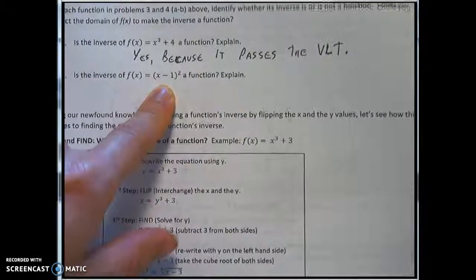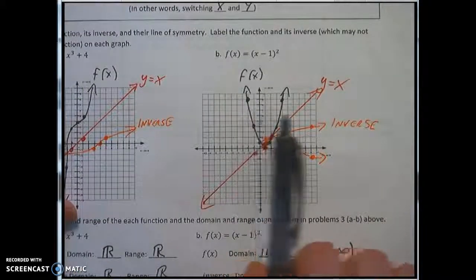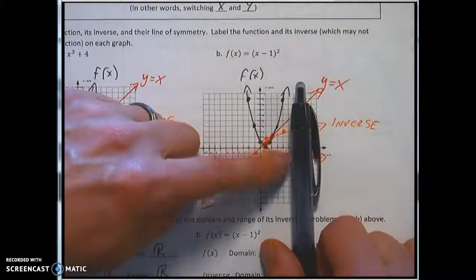Is the inverse of x minus 1 squared a function? So I'm looking at that thing, and I'm running it. Oh, look right there. Vertical line test. It fails because right there I'm touching 2 points. So no, it's not a function.